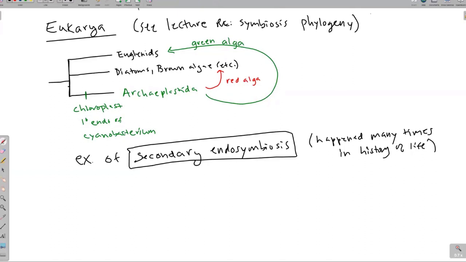To make cyanelles, like in some of the glaucophytes and things like that. So at least in Paulinella, I'll say that. So in the lineage of cercozoans, that's what I wanted to say. In the lineage of cercozoans, there was another primary endosymbiosis event. I guess I'll just put that in here.